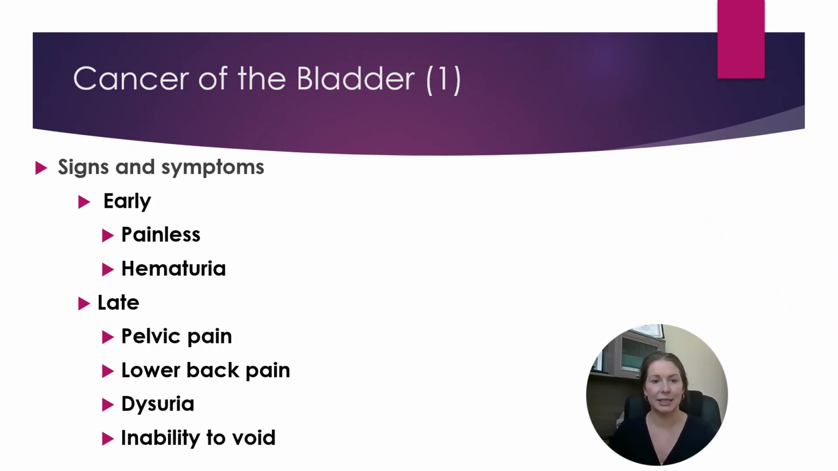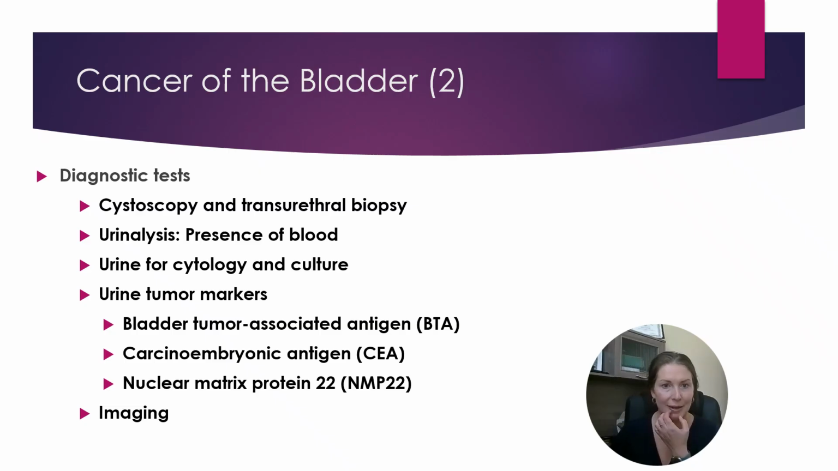Next, we have the diagnostic tests that we've gone over quite a bit, and we all have that table to refer back to. With the diagnostics, it could be cystoscopy and transurethral biopsy, using that to pick it up. Urinalysis, urine culture. We can get tumor markers. I'm not worried about you knowing those, though. And then imaging as well.